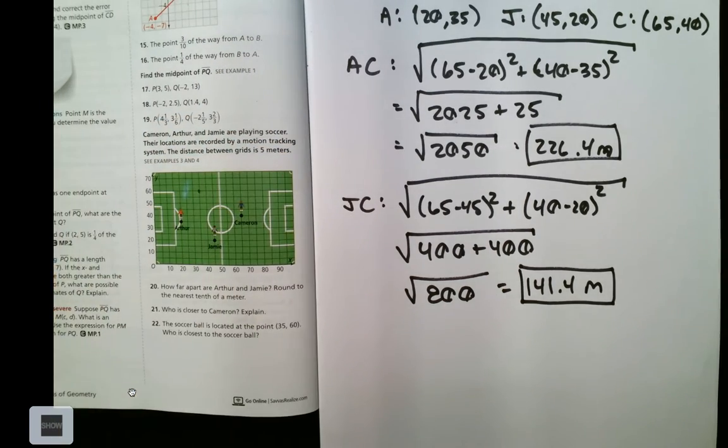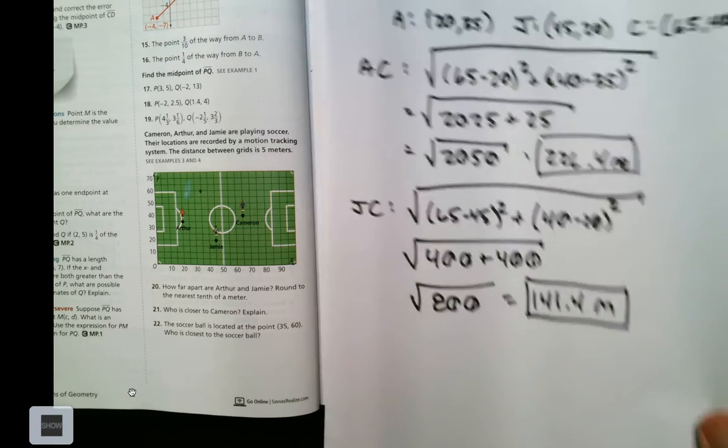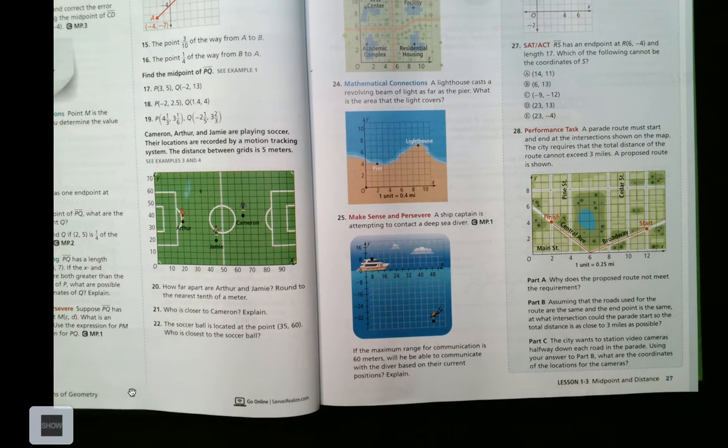Okay. So who's closer to that ball? Obviously, visually, it looks like Arthur is closer, but again, they want you to use the distance formula to prove that. So we're going to plug and chug and do the same thing that we just did. We're going to plug in everybody's stuff.